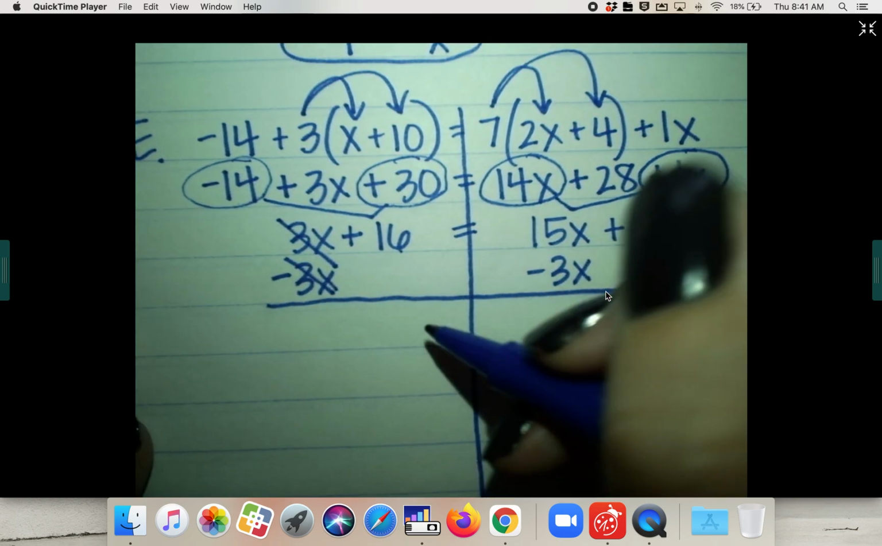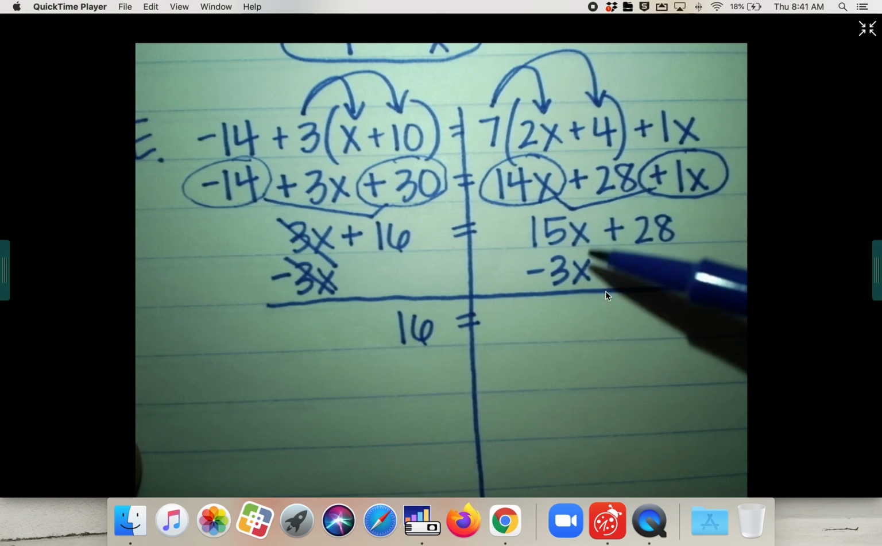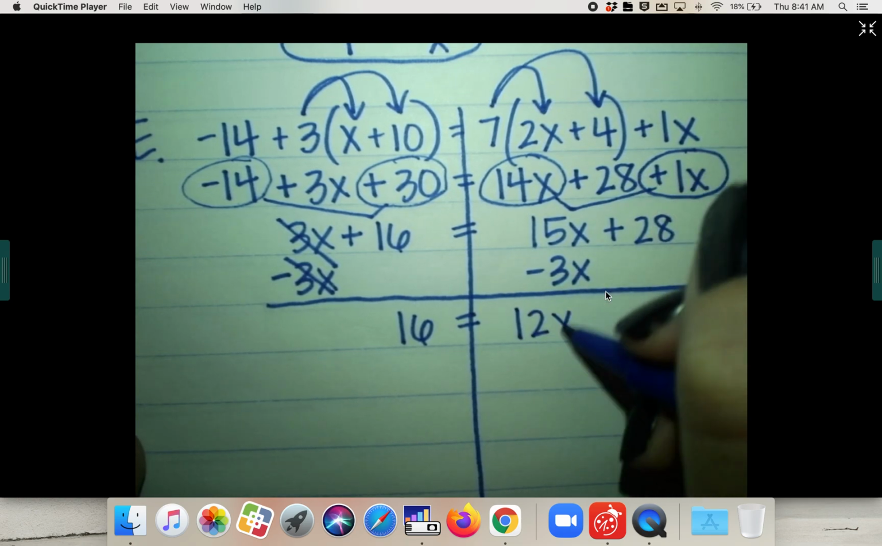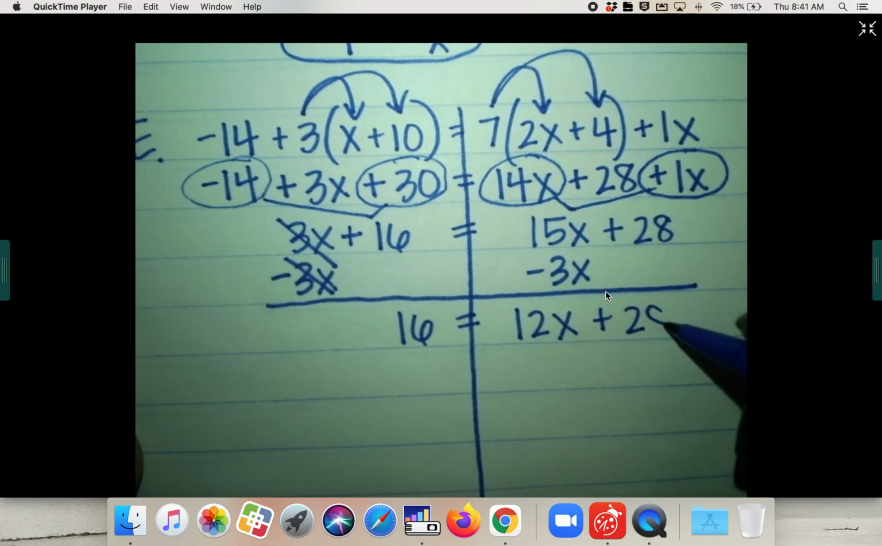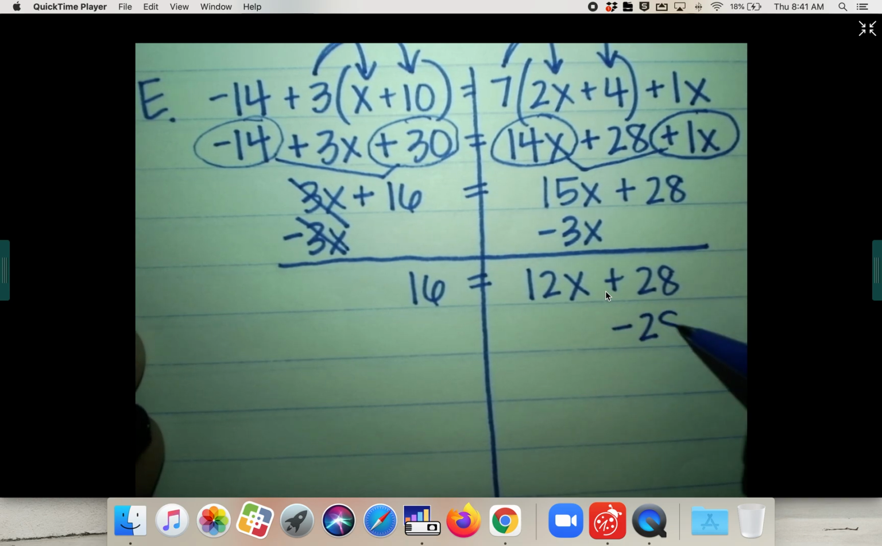All right, so those cancel and it leaves 16 by itself. On the right, we have to do the math. 15x minus 3x is 12x. Bring down your plus 28. All right, two-step 7th grade equation. We're about done. Minus the 28 from both sides.